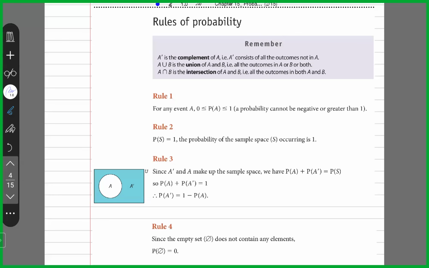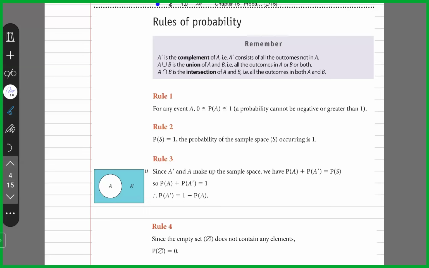All right, so let's talk about rules of probability. Remember that A prime is the complement of A. That is, A complement consists of all the outcomes not in A. Remember from sets, A complement is the set of all elements in the universal set which are not in the set A.